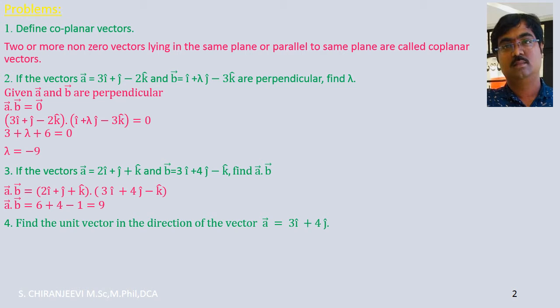Next, fourth one, find the unit vector in the direction of the vector A equal to 3i plus 4j. So unit vector is A cap equal to vector A by magnitude A. So magnitude A is square root of 3 square plus 4 square equal to root 9 plus 16, which is 5. So unit vector A cap equal to vector A by magnitude A, which is 3i plus 4j by 5, which is 3 by 5 i plus 4 by 5 j.